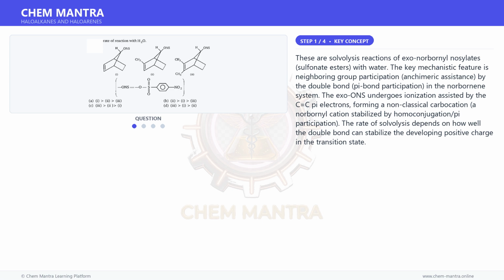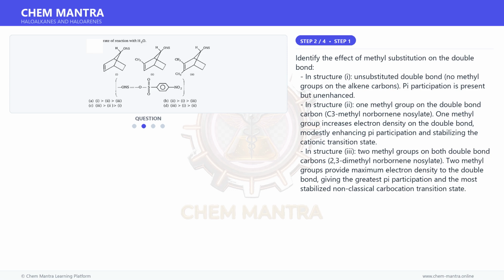The key mechanistic feature is neighboring group participation and anchimeric assistance by the double bond, pi bond participation, in the norbornene system. The nosylate undergoes ionization assisted by the C=C pi electrons, forming a non-classical carbocation, a norbornyl cation stabilized by homoconjugation, pi participation. The rate of solvolysis depends on how well the double bond can stabilize the developing positive charge in the transition state. Moving on to the next step.